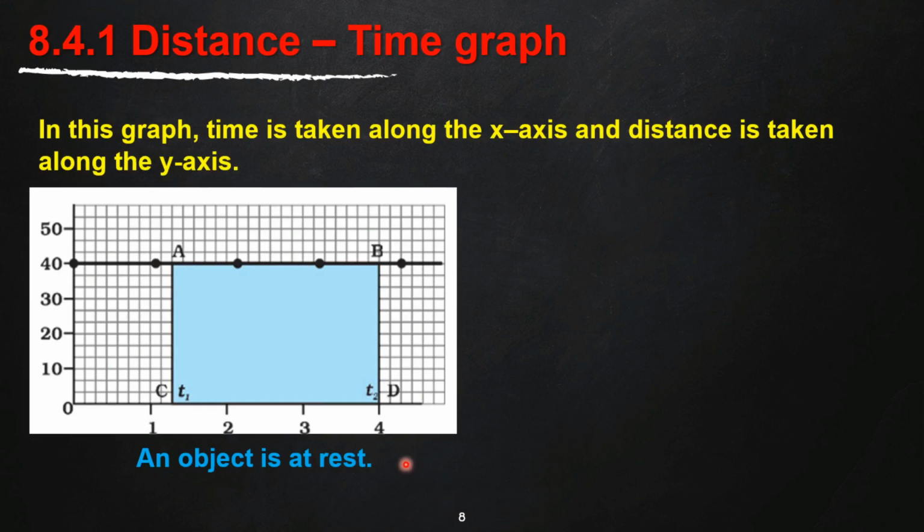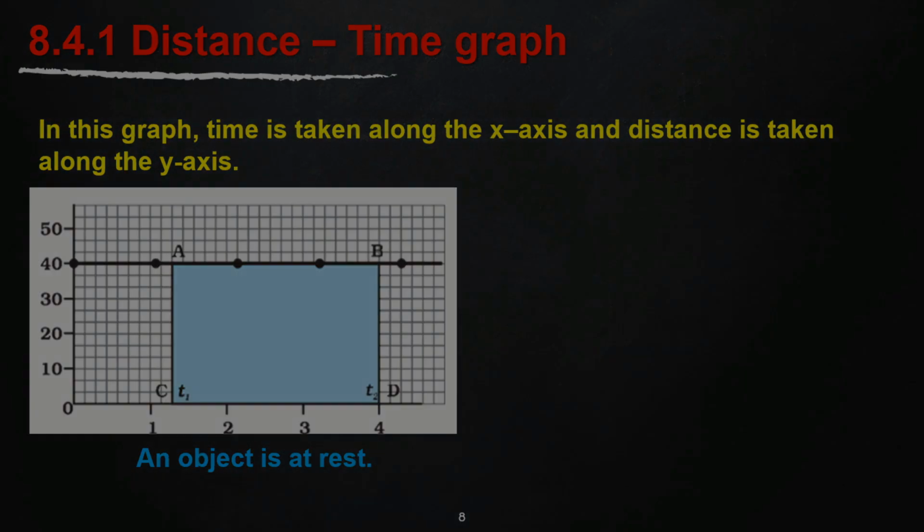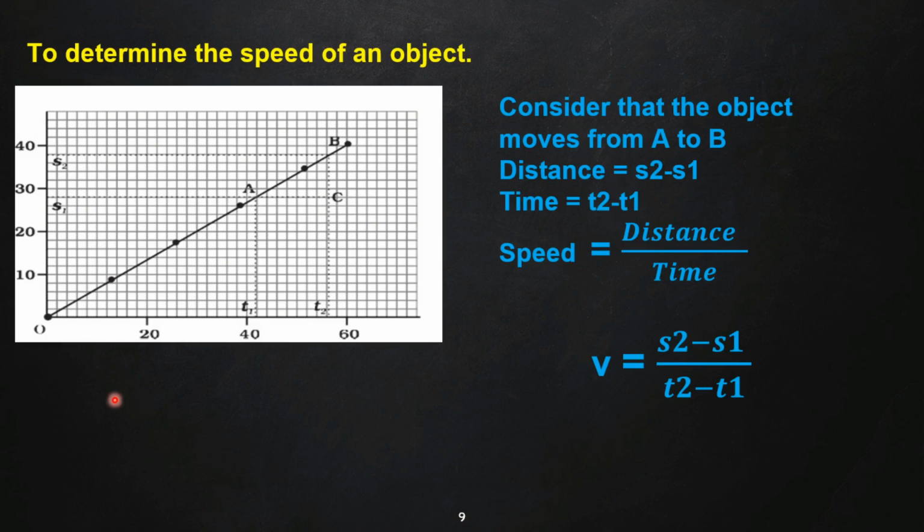The third type of distance time graph is when the object is at rest. See, distance is given as 40 meter, but time is changing, distance is not changing. That means it is at rest. Now, from this graph, what can we find out to determine the speed of an object? So, how do we find the speed of an object?